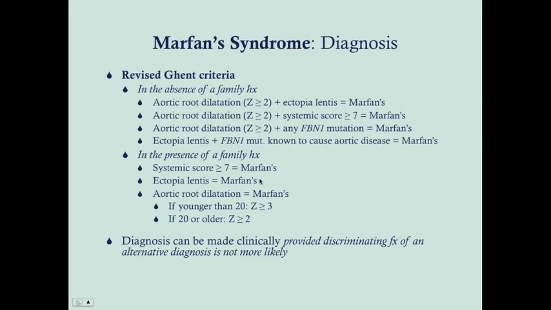So again, on the USMLE, you're not going to be asked the Ghent criteria, but you will be given a scenario that displays these things. So you should know what the general features of Marfan syndrome are, that aortic root dilatation is a big deal, and that having a family history is significant. The diagnosis can be made clinically, provided that you don't have any discriminating features of an alternative diagnosis, such as Ehlers-Danlos syndrome or Loeys-Dietz syndrome, or some of these other syndromes that we're going to talk about on the differential.